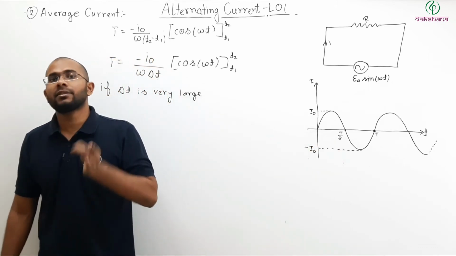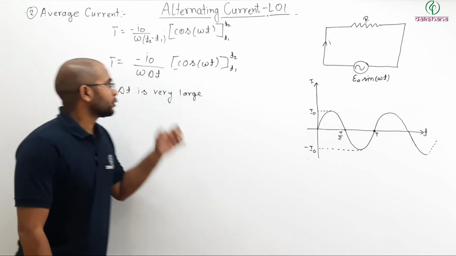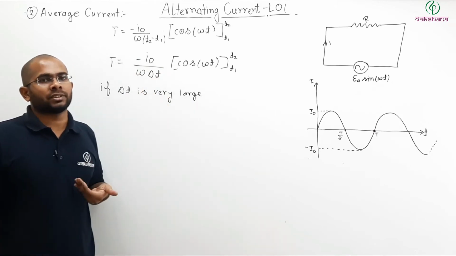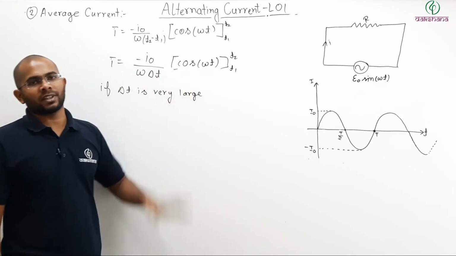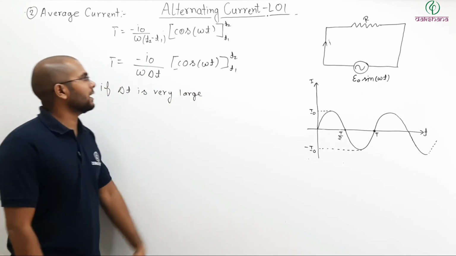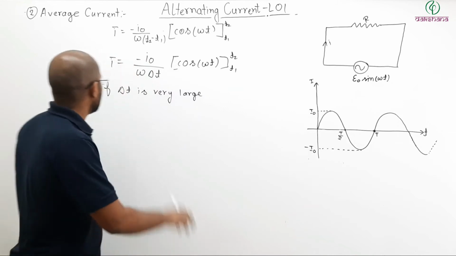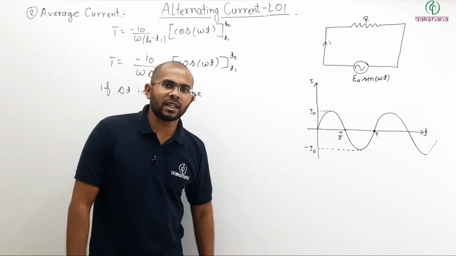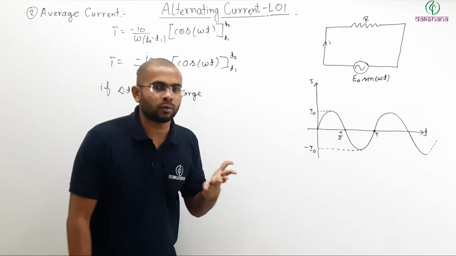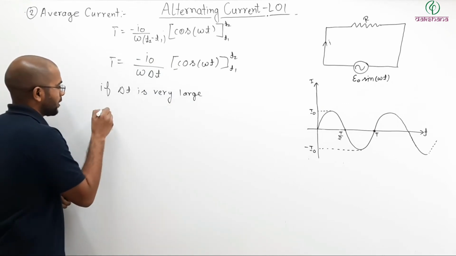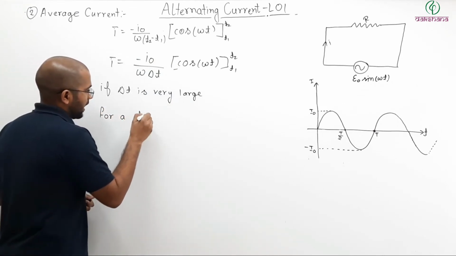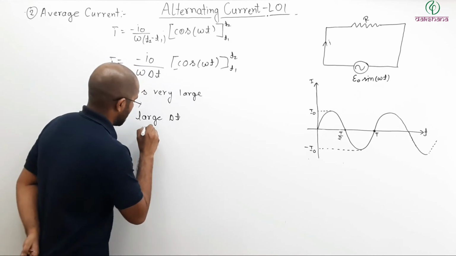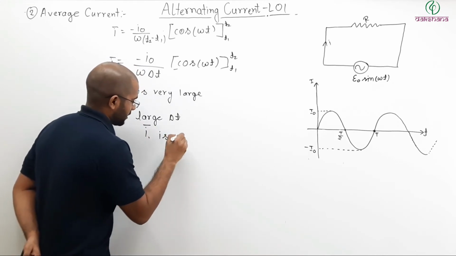Now remember why we are saying that it will always be 0: because your denominator becomes very large and the numerator cannot exceed I naught, because it is a sine or cos function. If the numerator cannot exceed that value and the denominator keeps on increasing, then if delta t is very large, the denominator becomes very large, and your average current becomes 0. So we will say that for a large delta t, I average is always 0.